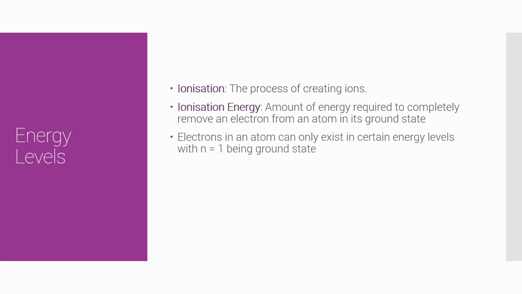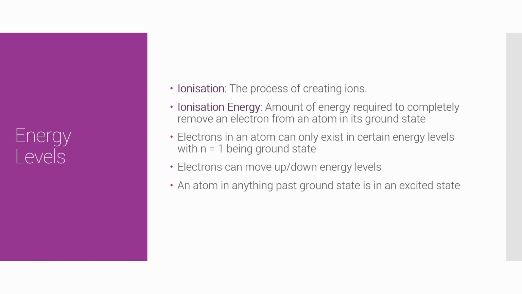Electrons in an atom can only exist in certain energy levels. N equals 1 is the ground state, however some exam papers may put N equals 0, but N equals 1 I assume is the standard. And electrons can in fact move up and down energy levels whenever they feel like it. No, there are processes to it, and we'll go through them in just a minute.